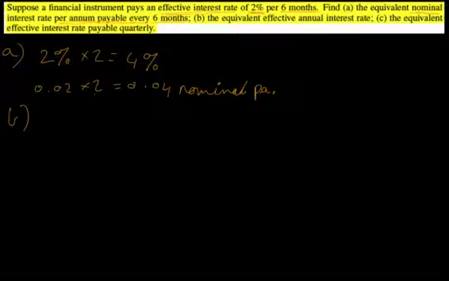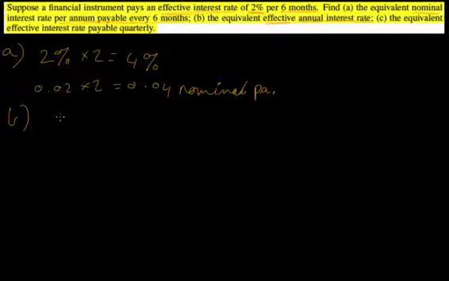Okay, so if we look at part B, the equivalent effective annual interest rate. So what would you actually be getting if you put $100 in at the end of the year? How much will be there? It won't be $4, which will be 4%. It'll probably be something a bit more because it'll accumulate 2% in the first 6 months and then 2% on that $102 in the next 6 months.